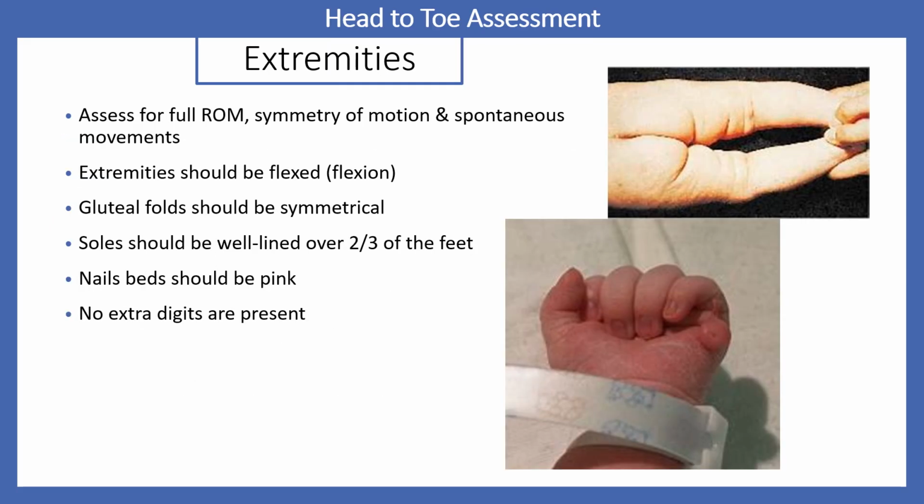When assessing a newborn's extremities, the nurse will assess for 10 fingers, 10 toes, range of motion, normal flexion, symmetrical gluteal folds, well-creased soles of feet and palms of hands. Extra digits is a normal variation. Possible problems include asymmetrical gluteal folds.